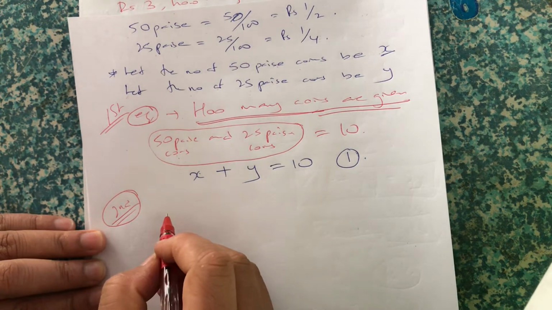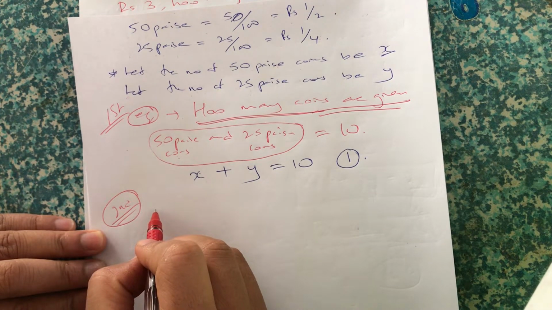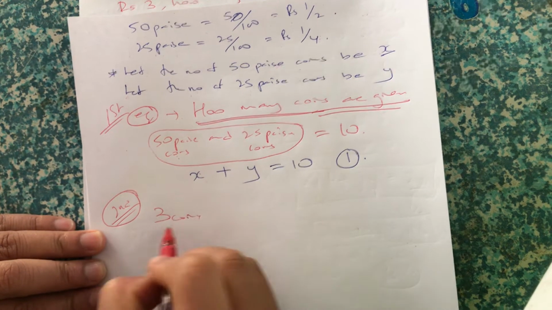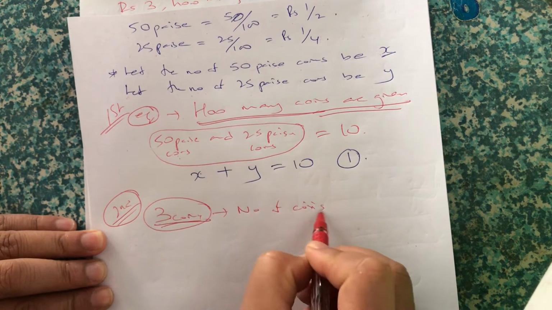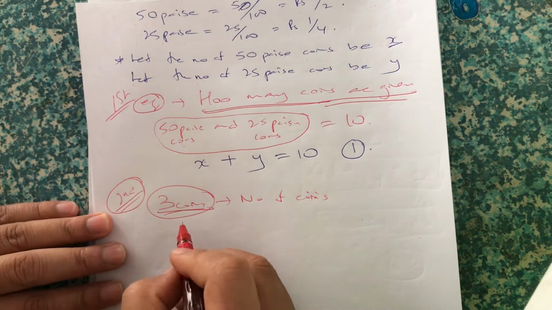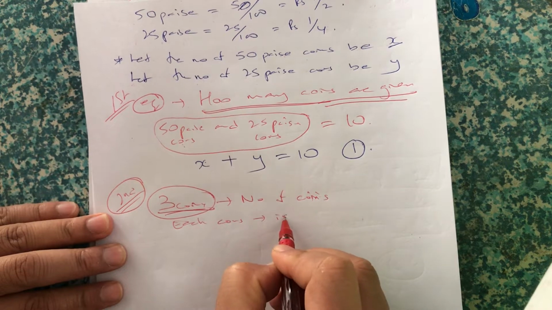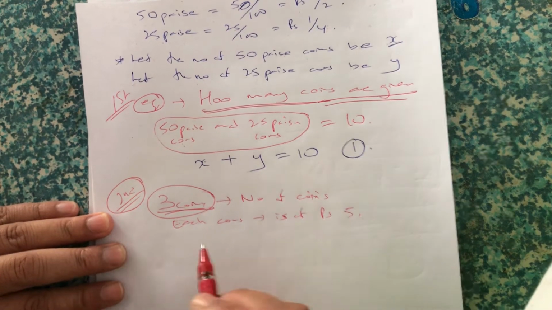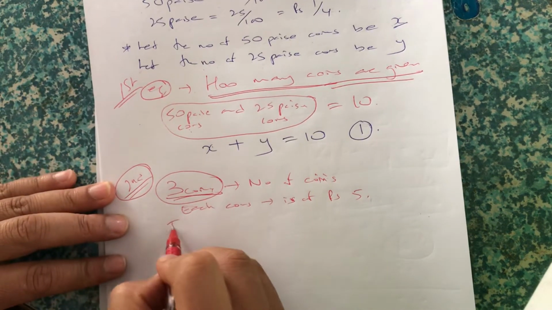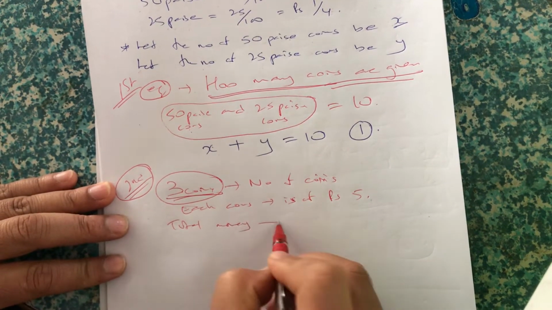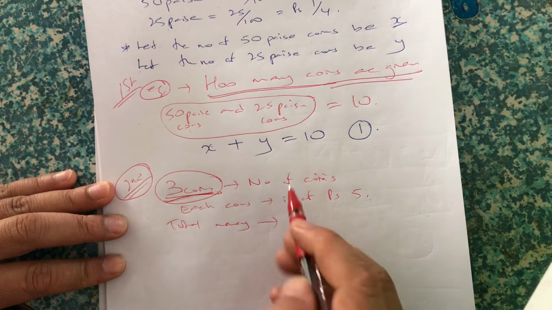To frame the second equation, look at this. Let's say there are 3 coins. Number of coins, I'm saying, let's say there are 3, and each coin is of 5 rupees. So that means I have 5 rupee coins, and how many are there? 3. So what is the total money that I have? Obviously there are only 3 coins, and each coin is of 5 rupees. So what will be the total money?